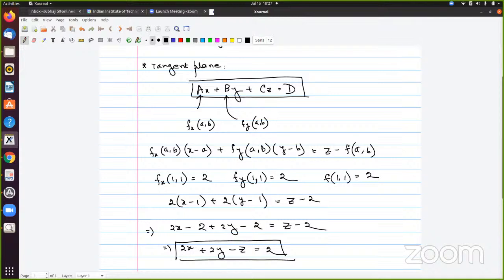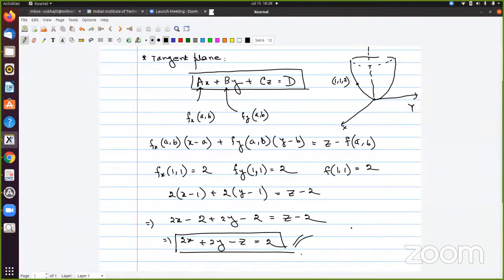Everyone got this? Yes, sir. Okay, fine. So the point is all the tangents at this point... So our surface is looking like this. This is my x-axis, this is the y-axis, and here somewhere is the point (1, 1, 2). So whatever the tangent line is, it should lie in this plane, correct?